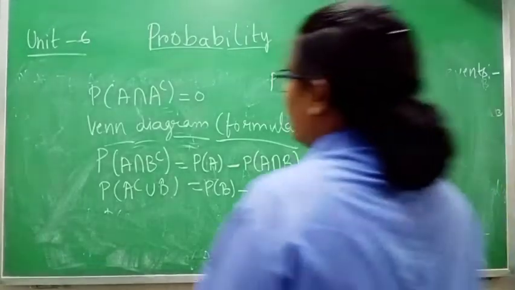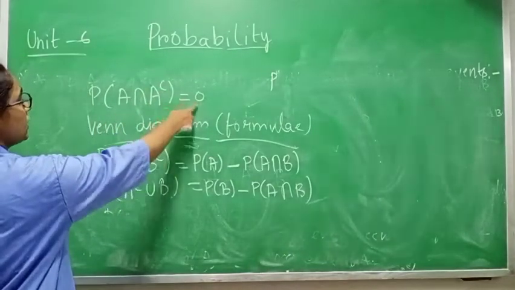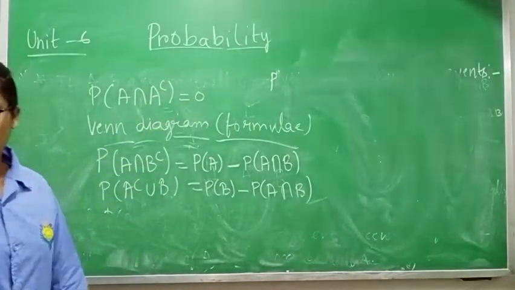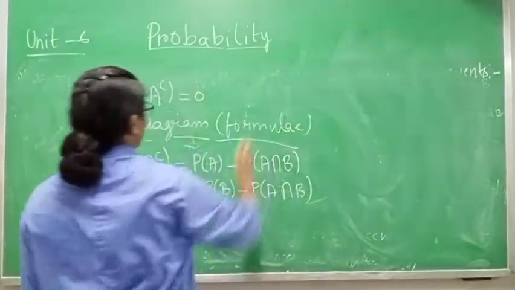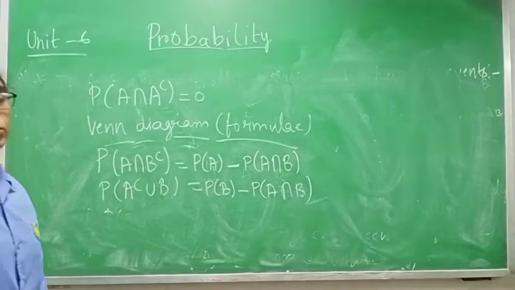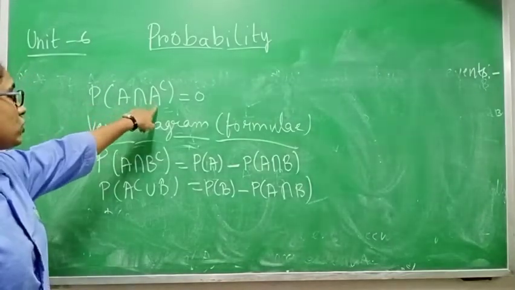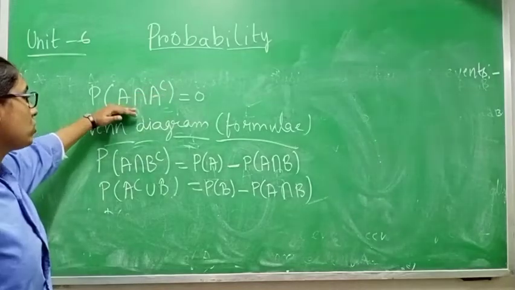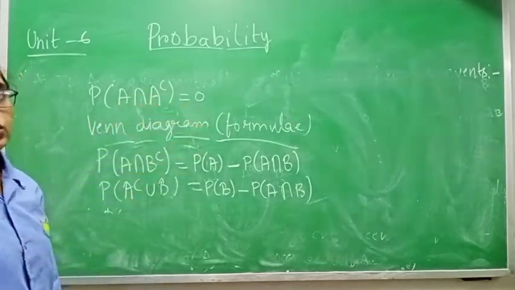Now class 12, see: probability of A intersection A complement is 0. Whatever formulas I am giving you, please learn all of them because questions are coming based on these formulas only. One question can come: probability of A intersection A complement means occurrence of A and non-occurrence of A; when they intersect each other, it will give you 0.